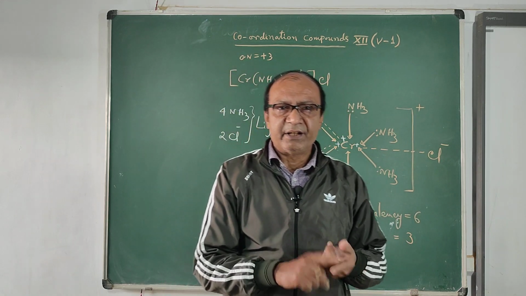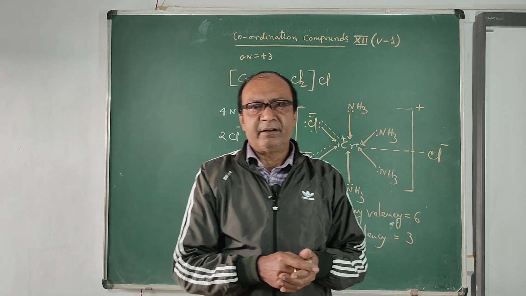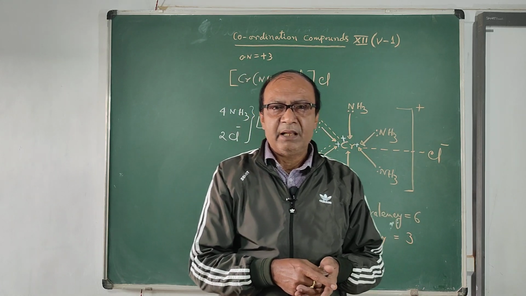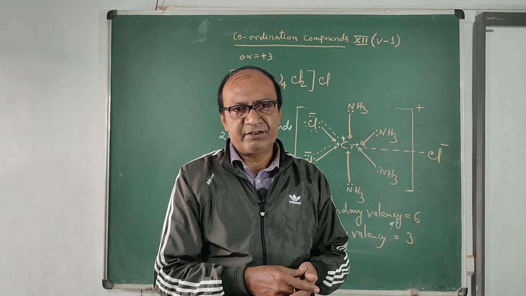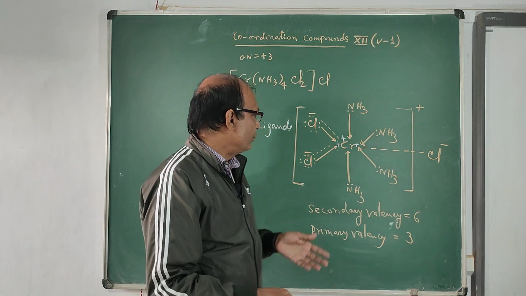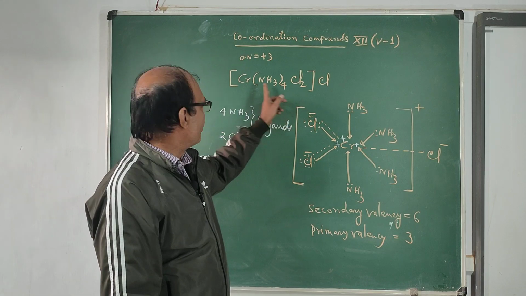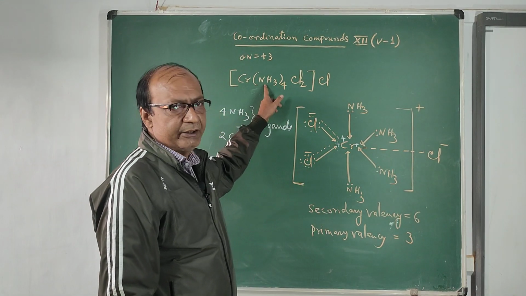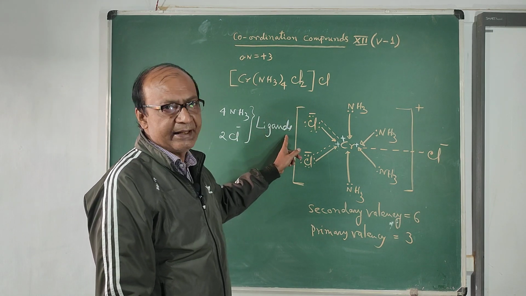Repeatedly we say central metal atom or ion, because in many coordination compounds the central metal may be present at 0 oxidation state, and in that case it is an atom, and in many coordination compounds the central metal has positive oxidation state, and in that case it is an ion. Now we see that in this coordination compound, chromium 3 plus is the central metal ion, 4 ammonia molecules act as ligands, and 2 chloride ions also act as ligands.